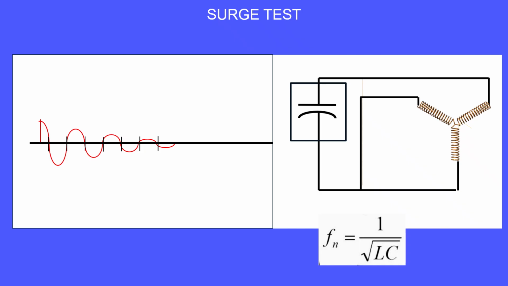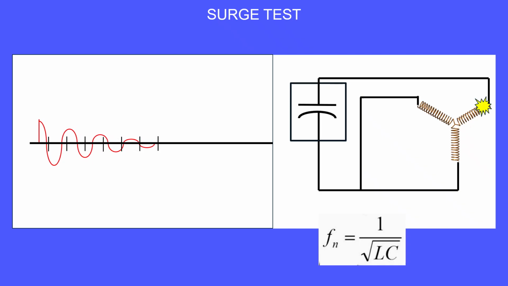If during the surge test the turns of the winding arc together, the actual inductance of the circuit changes. Inductance will decrease. According to the equation, when inductance decreases, the resonant frequency will increase. This results in a shift to the left of the ringing waveform.